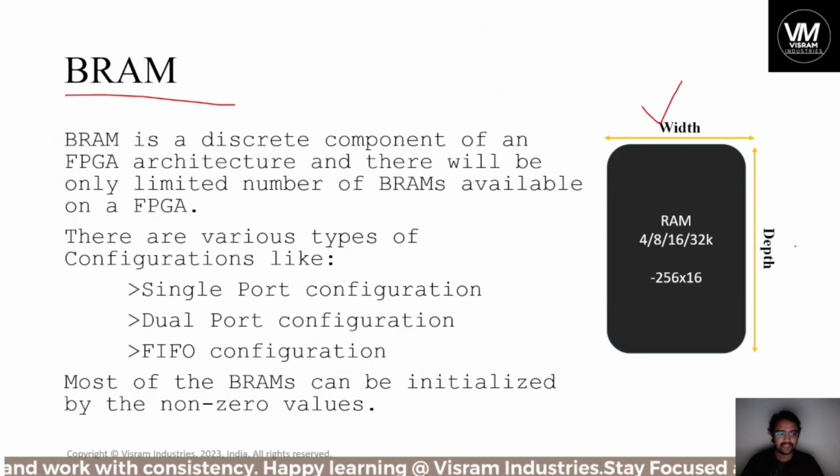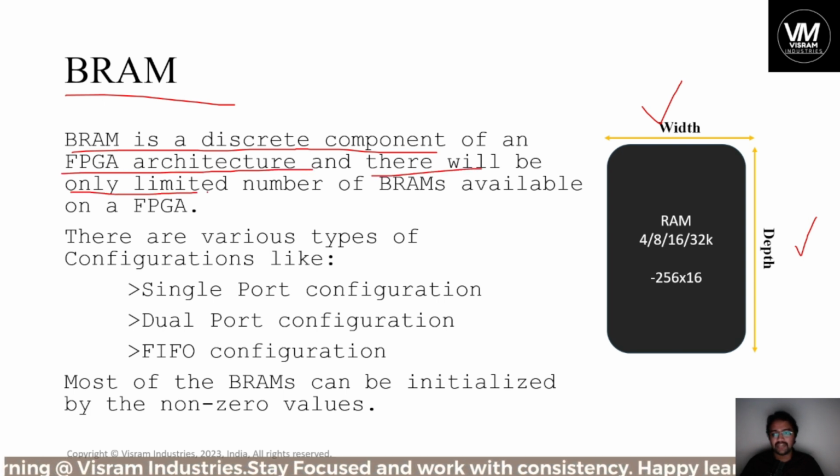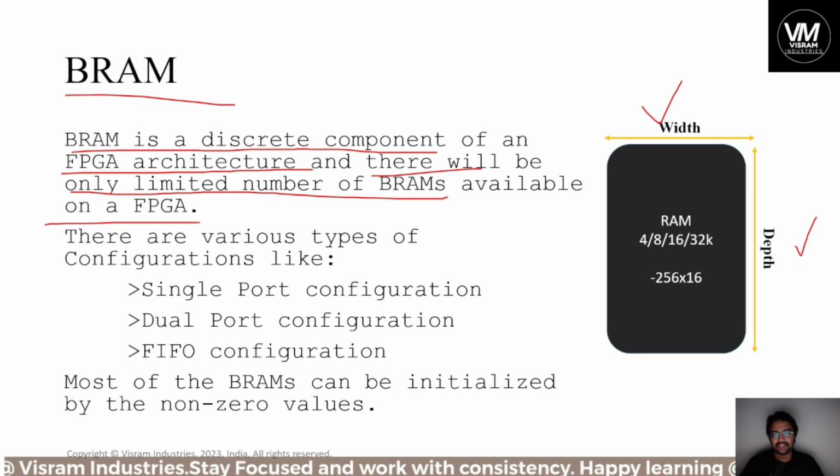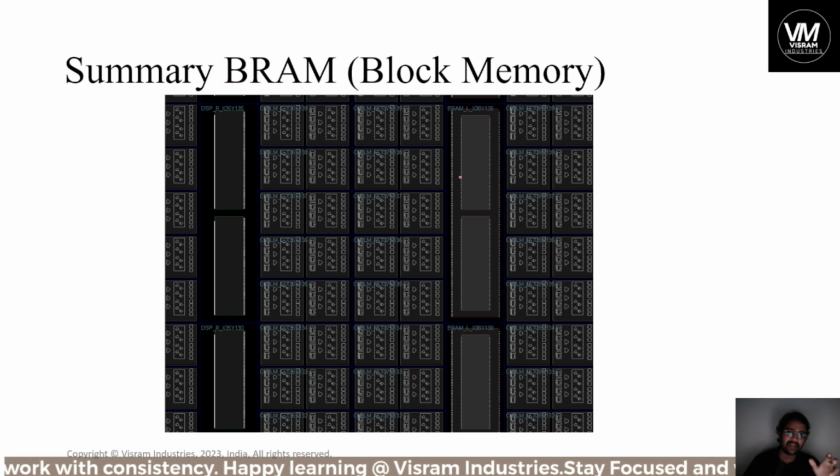It has width and depth. It is usually like a normal memory, but in FPGAs we represent it as BRAM. BRAM is a discrete component of an FPGA architecture, and there will be only a limited number of BRAMs available on an FPGA. So very limited. Here this is one BRAM and this is another BRAM. You have only 10 to 15 or 32 BRAMs, depending on the FPGA package that you purchase.